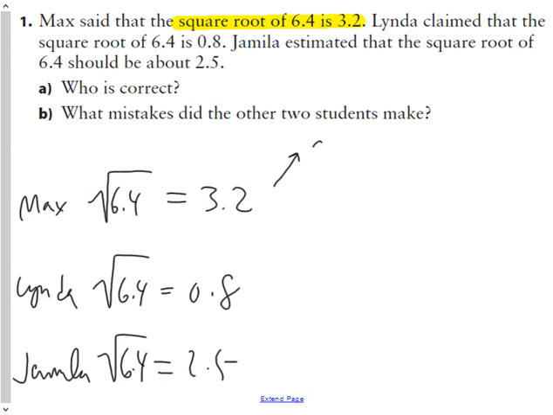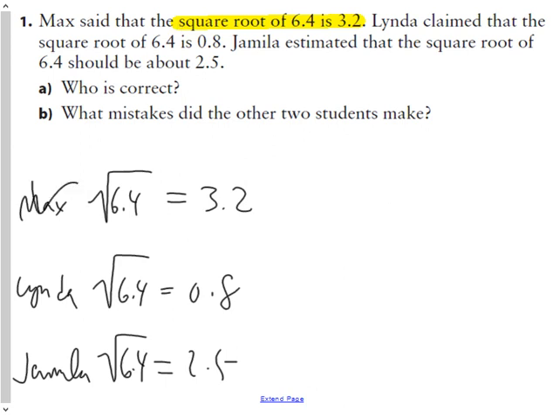He thought that the square root of a number, let's say the square root of 6, is simply taking that number and dividing it by 2 to get 3. And that's not what square root means. The square root of a number means what number when multiplied by itself will give you 6.4. So what number when multiplied by itself gives you 6.4? And if you said 3.2, we know that 3.2 times 3.2 has to be greater than 9 because 3 times 3 is 9. So therefore, Max couldn't possibly be right with that answer.